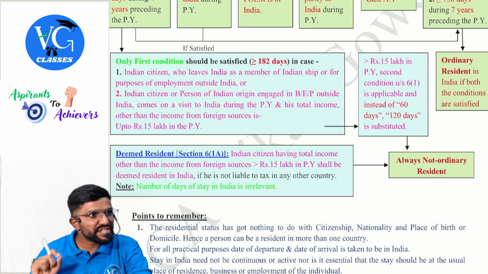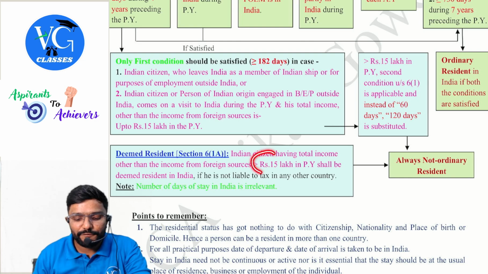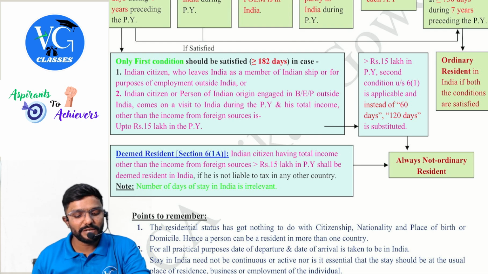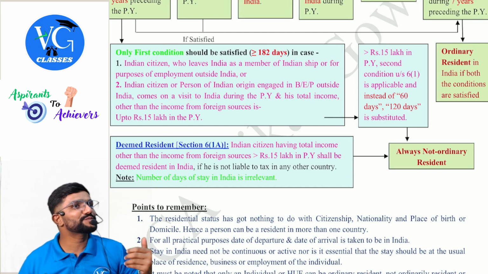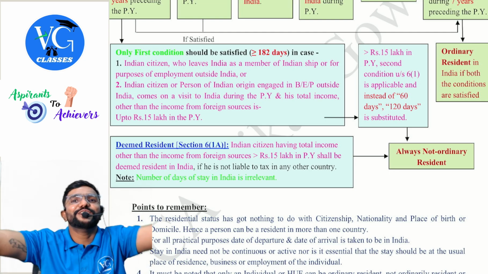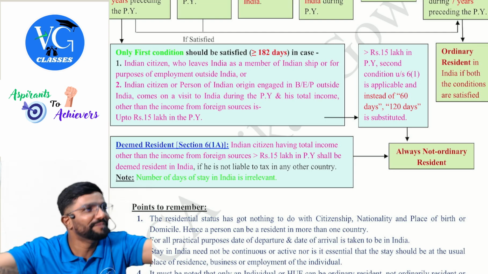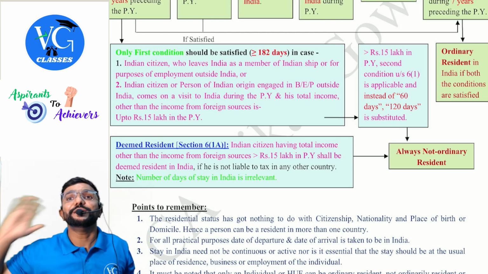Deemed resident under section 6-1A, capital A. An Indian citizen having a total income, other than the income from foreign sources, of more than 15 lakh in the previous year shall be deemed resident in India if he is not liable to tax in any other country. Now, if you are an Indian citizen having income from Indian sources of more than 15 lakh and not paying tax in any country, the Indian government is telling you, come my son, come my daughter, we will adopt you. Okay, you are our deemed resident.